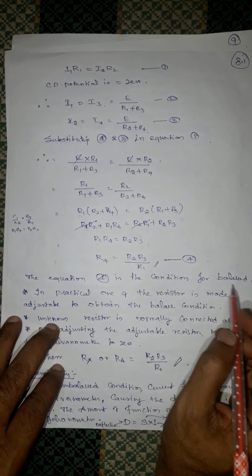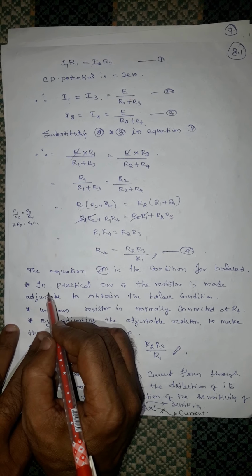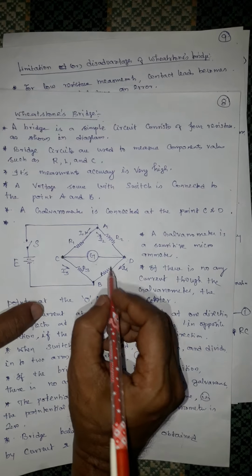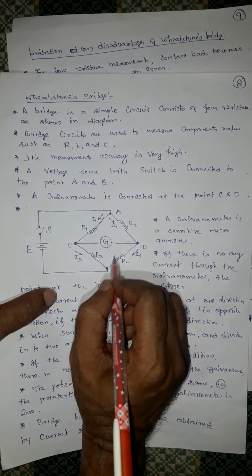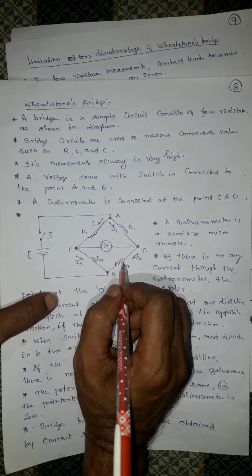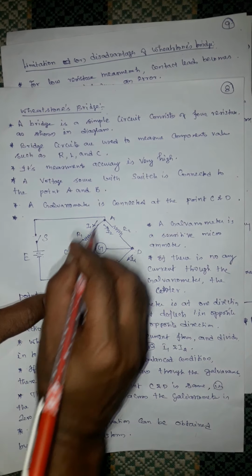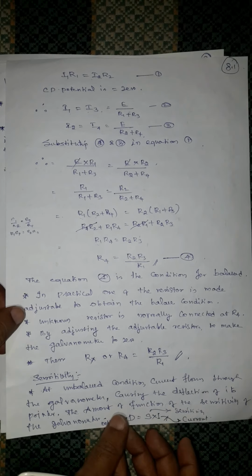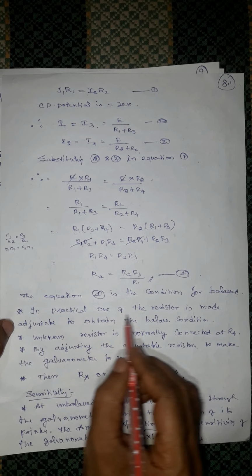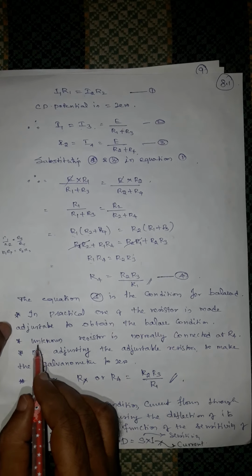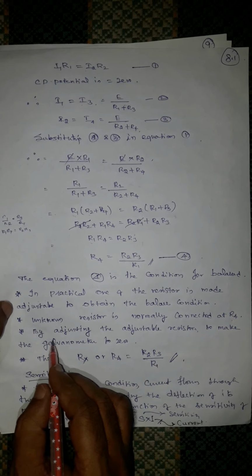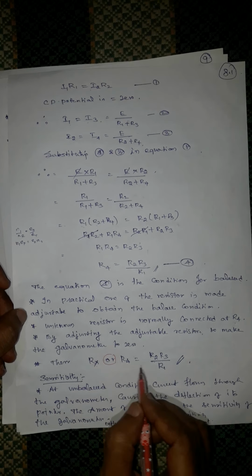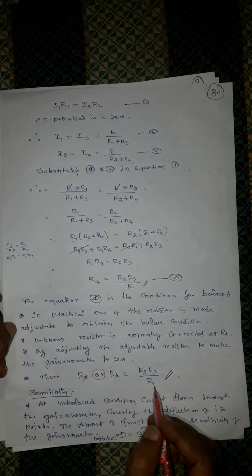Equation 4 is the condition for balance. In practice, one resistor is made adjustable to obtain the balance condition. Usually R4 is the unknown value, so we connect the unknown resistor here. Any one of the resistors must be adjusted to make the galvanometer read 0, bringing the bridge to the balance condition. The unknown resistor is normally connected at R4. By adjusting the adjustable resistor until the galvanometer reads 0, Rx or R4 equals R2 into R3 divided by R1.